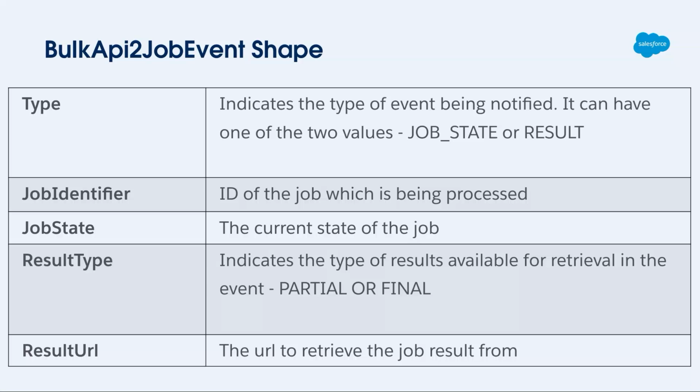The next field is the job identifier, which is the ID of the job which is being processed. The next field is the job state. This is the current state of the job. The next field is the result type field. This field indicates the type of results which are available for retrieval in this event. It can have one of two values, partial or final. The partial result type means that the result URL in the event allows you to download a set of records which are ready for download from the job while the job is in progress, hence the name partial. And the final result type means that the result URL in the event allows you to download all the records for the job, and the job is now complete.